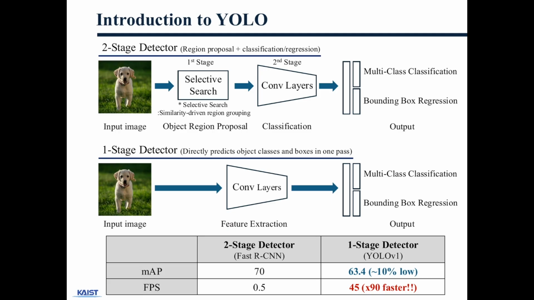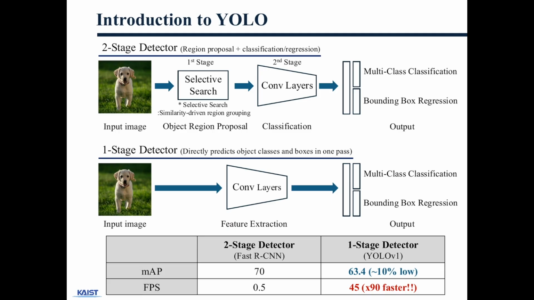So the two-stage detector separates the problem into two steps. First, find possible object locations. Second, classify and adjust them. This can be accurate, but it is usually slow because the system has to process many proposed regions.